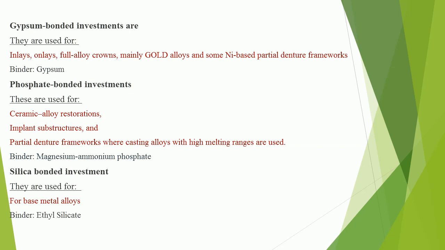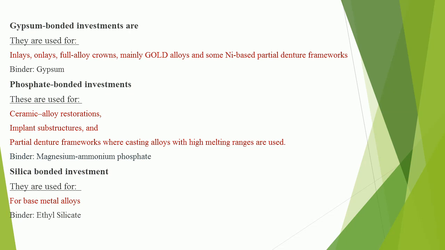So always remember, when you're talking about gypsum bonded investment materials, they are used for the fabrication of prostheses made from gold alloys. The phosphate bonded investments are used for ceramic alloy restorations, implant substructures, and partial denture frameworks where casting alloys with high melting ranges are used, which means that they are used where we need high temperatures. And the binder in this case is magnesium ammonium phosphate.